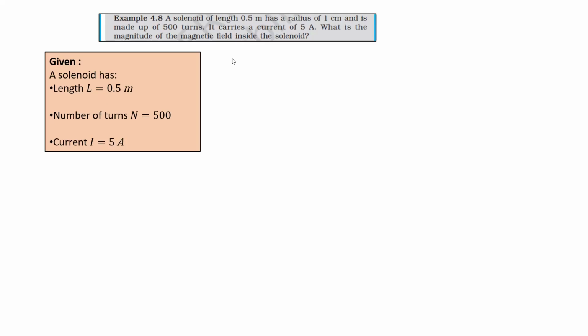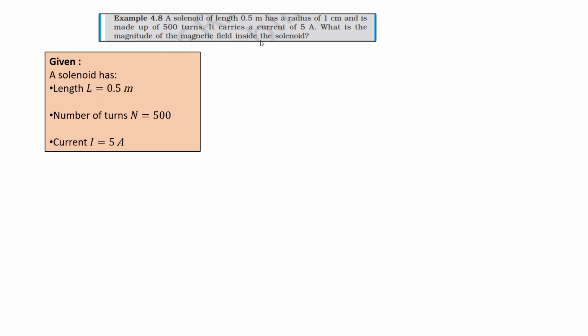Example 4.8. A solenoid of length 0.5 meter has a radius of 1 centimeter and is made up of 500 turns. It carries a current of 5 amps. What is the magnitude of magnetic field inside the solenoid?